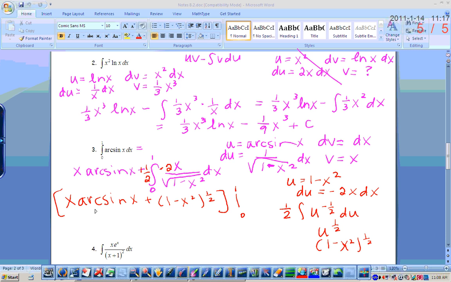Okay, so plug in our 1. We're going to get arc sine 1 and plus 0. That's nice. Minus, when you plug in your 0, you're going to get 0 plus 1. So arc sine of 1 minus 1. And what angle has a sine of 1? Pi over 2.